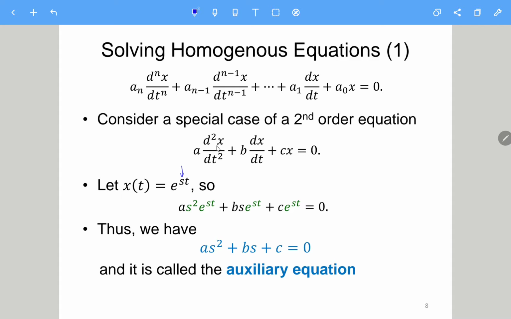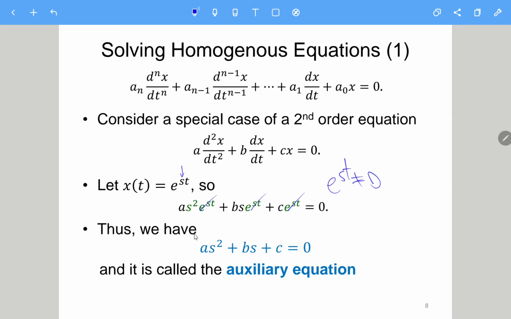For the exponential function, the second derivative of it is itself, but we need to consider the chain rule. So for the second derivative, we have s squared coming out. So we have a times s squared exponential to st, and then the first derivative is itself multiplied by s, so we have s times exponential to st, and then times b for the second term. The third term is just this function multiplied by c. And we can clearly see that exponential to s of t is not 0 for any values. So we can just cancel them, or maybe you can just divide on both sides.